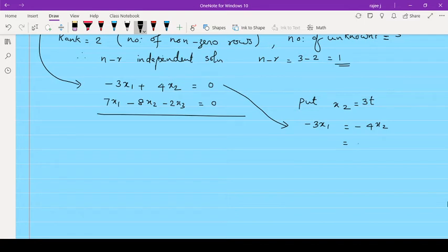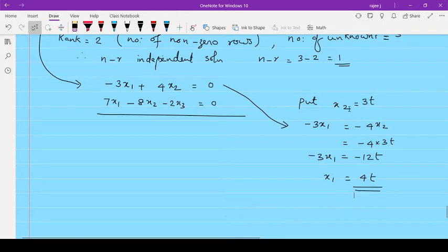Therefore this is equal to minus 4 into x2, which is 3t. That means minus 12t. Minus 3x1 equals minus 12t, or x1 is equal to 4t. This is why I did this one: I do not want to keep the fraction. If you are comfortable with keeping the fraction, it is okay.